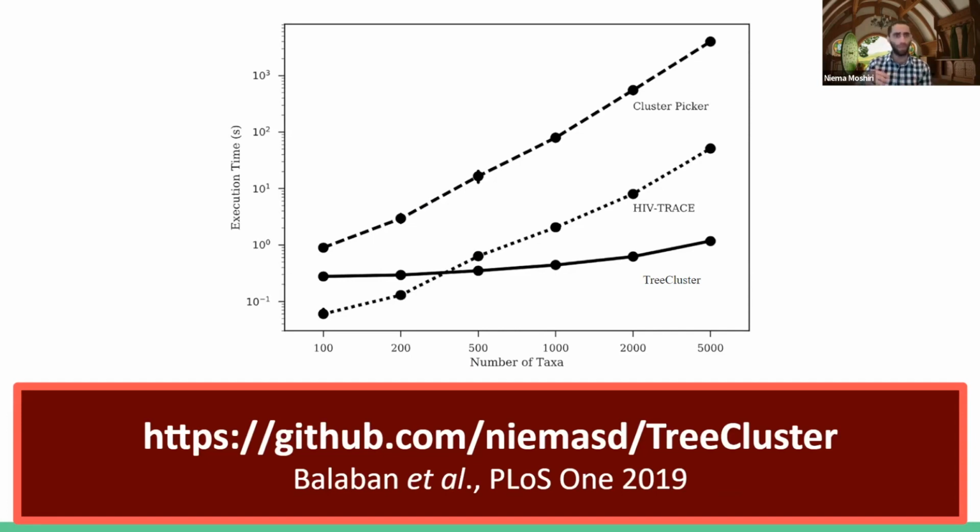And so we actually have counterparts to HIV-TRACE's clustering method. There's other tools such as Phylopart and Cluster Picker that we also have counterparts of implemented within TreeCluster. But as you can see, it's orders of magnitude faster than the existing tools as the dataset size grows. And importantly, the growth rate of TreeCluster's runtime is slower than the growth rate of the other tools, meaning this gap is going to continue to widen as the dataset size gets bigger.